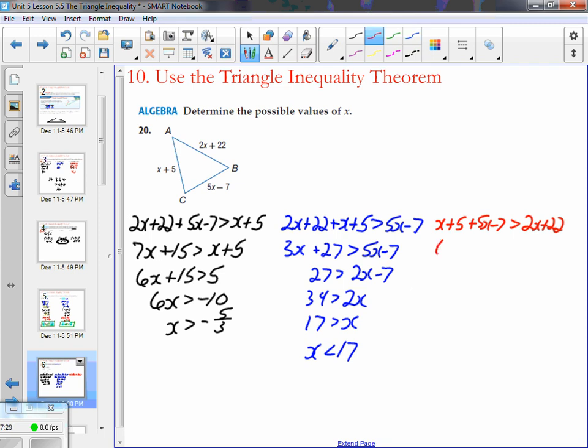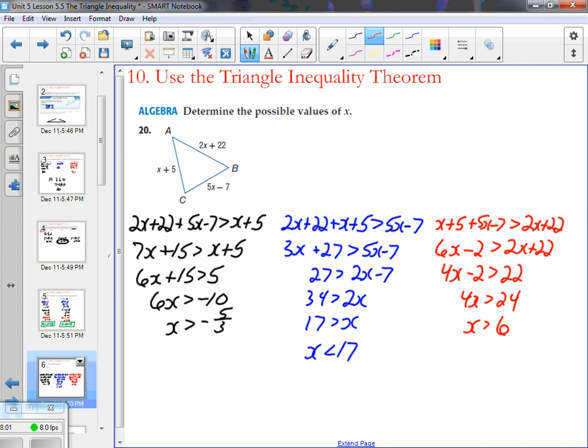x plus 5x, that'd be 6x. 5 minus 7, that's negative 2. Is greater than 2x plus 22. Let's subtract 2x from both sides. 4x minus 2 is greater than 22. Let's add 2 to both sides. 4x is greater than 24. Let's divide both sides by 4. x is greater than 6.